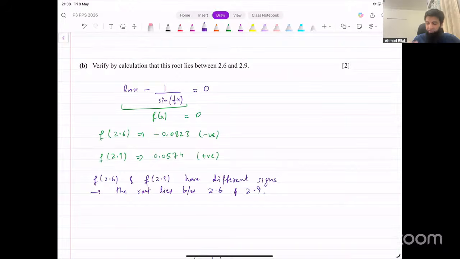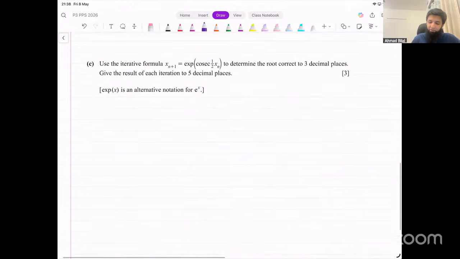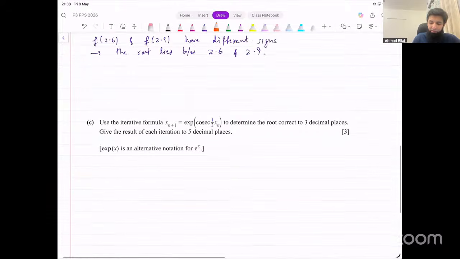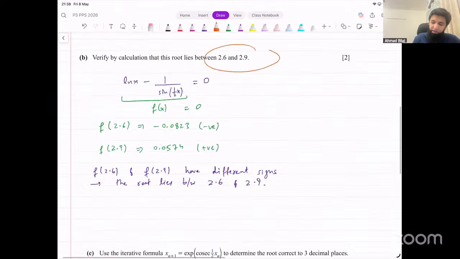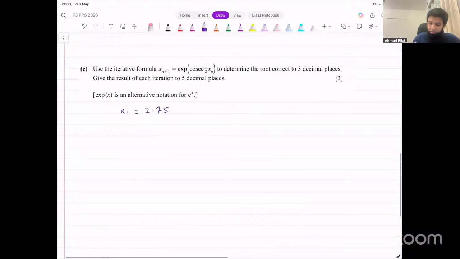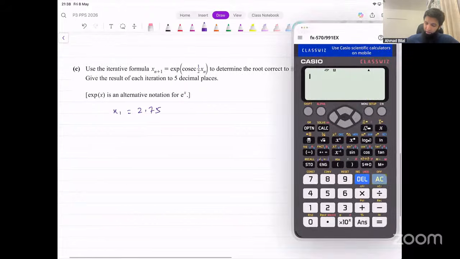That's a standard iteration part. Now they're saying use this iterative formula to determine the root correct to 3 decimal places, giving the result of each iteration to 5 decimal places. Now what starting point do we use? We have shown that the root lies between these two values, so use the midpoint, 2.75. That will be your starting point. x1 equals 2.75. Now put this on your calculator.